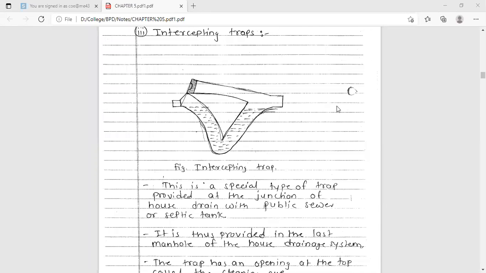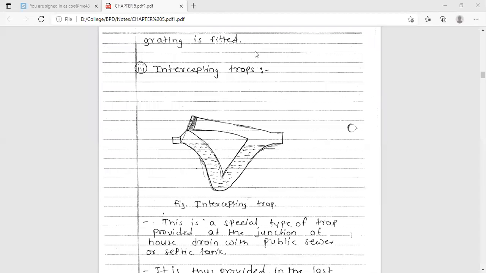Okay, here the next type of trap is intercepting traps. Here you can see this is the intercepting trap.